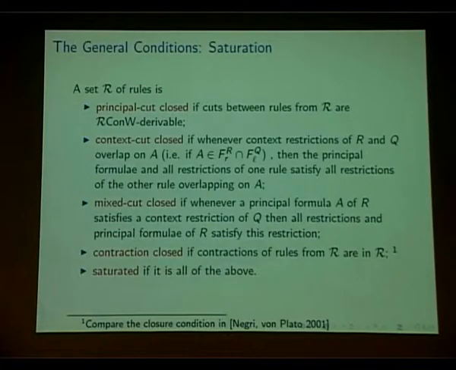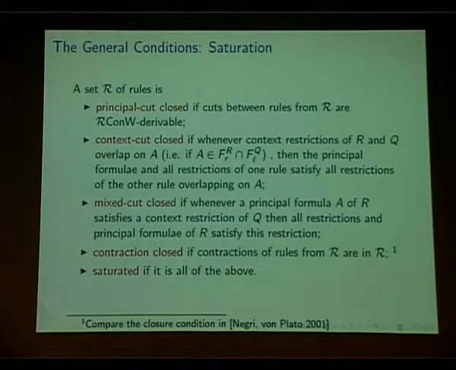Okay, now we're in a state to formulate the criteria for cut elimination. And the first criterion is exactly this saturation criterion. So let's say that a set of rules is principal cut closed if it is more or less closed under this operation of adding cuts. Meaning that the cuts between two rules don't necessarily have to be in the rule set, but they should be derivable in the rule set using contraction and cut.